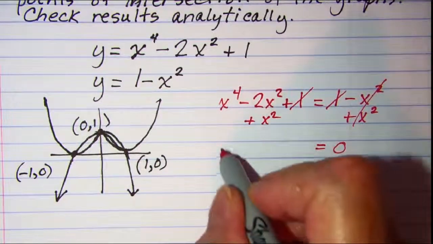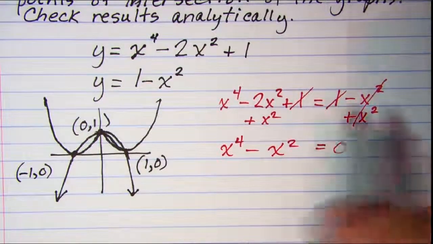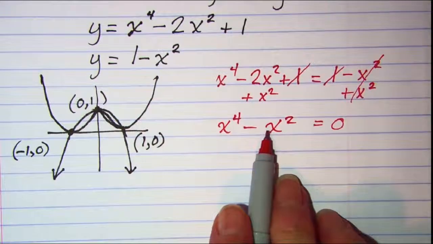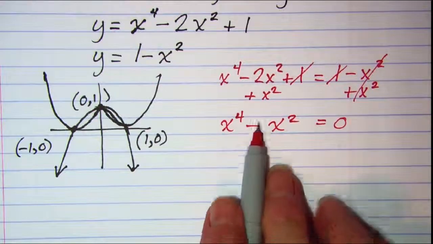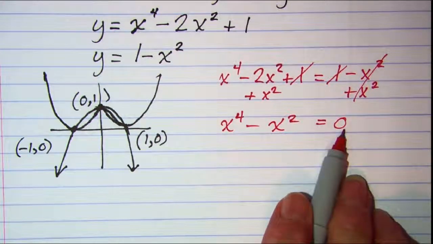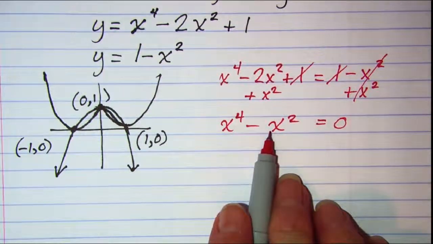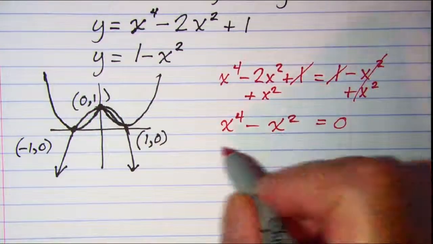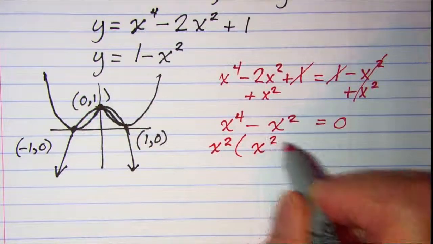And that'll give me a 0 on the right. And then I have x to the fourth minus 1x squared. And then this is gone. So this can be solved by factoring. Now, I've had students before who would try to move this x squared to the right and divide both sides by x squared, and you don't want to do that. You don't want to divide by a variable because there's the possibility that that variable could equal 0, and division by 0 is undefined. So we'll factor this by pulling out an x squared, and I'm left with x squared minus 1.